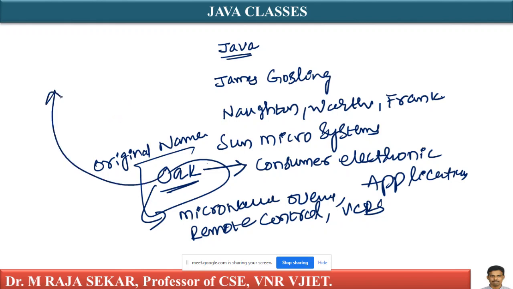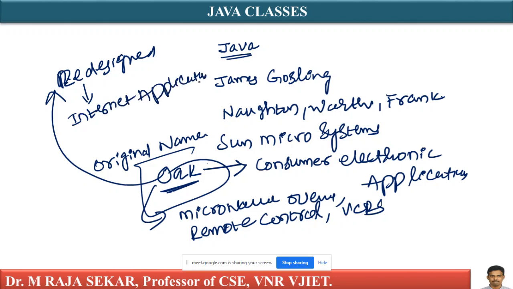But Oak was redesigned. What is the purpose of redesigning the Oak programming language? It was redesigned for developing internet applications. The basic purpose of Oak is consumer electronic applications like microwave ovens, remote controls, and VCRs, but it was redesigned for internet applications.